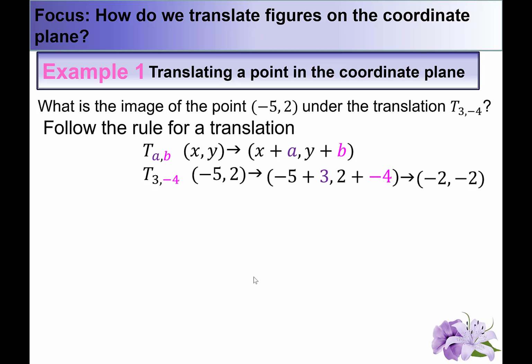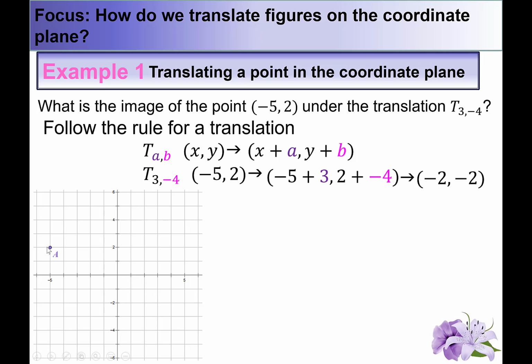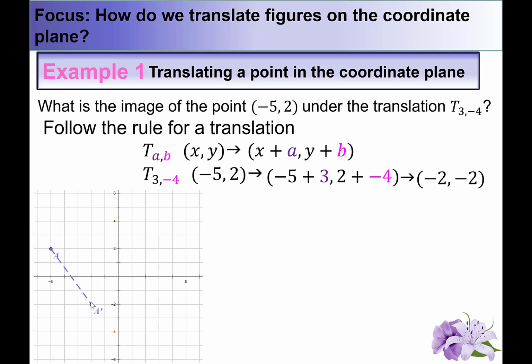So we can look at the graph of this. Here I plotted the point -5, 2. We want to move it 3 units in the positive direction, so that's going to be to the right, and 4 units in the negative direction for y, so it's going to be down. So from here I'm going over 1, 2, 3 units to the right, and 1, 2, 3, 4 units down. I'm at the point -2, -2, and this is our translation vector.